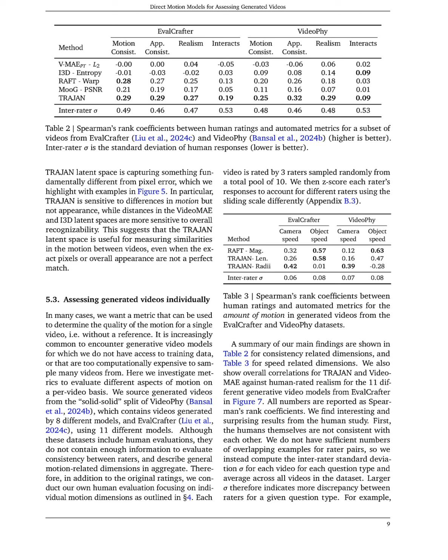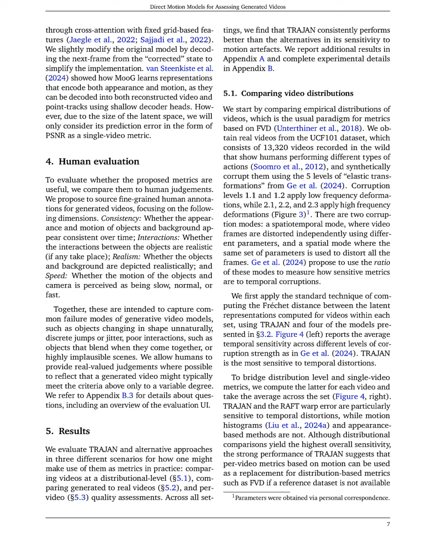Trajan demonstrated superior performance in evaluating video quality compared to other methods across various scenarios. Specifically, it was found to be more sensitive to temporal distortions than traditional metrics like Frechet video distance, FVD, and appearance-based methods, as evidenced by its ability to detect synthetic temporal distortions effectively.